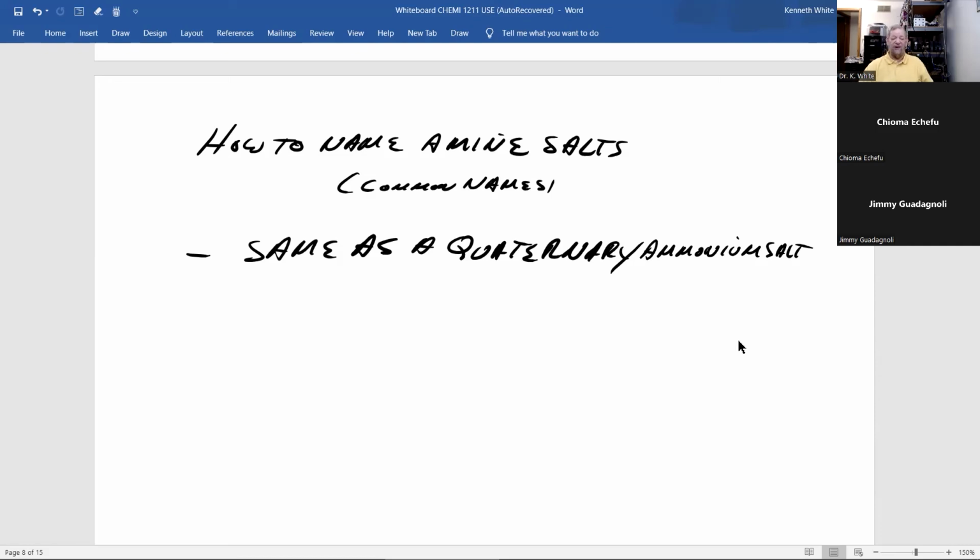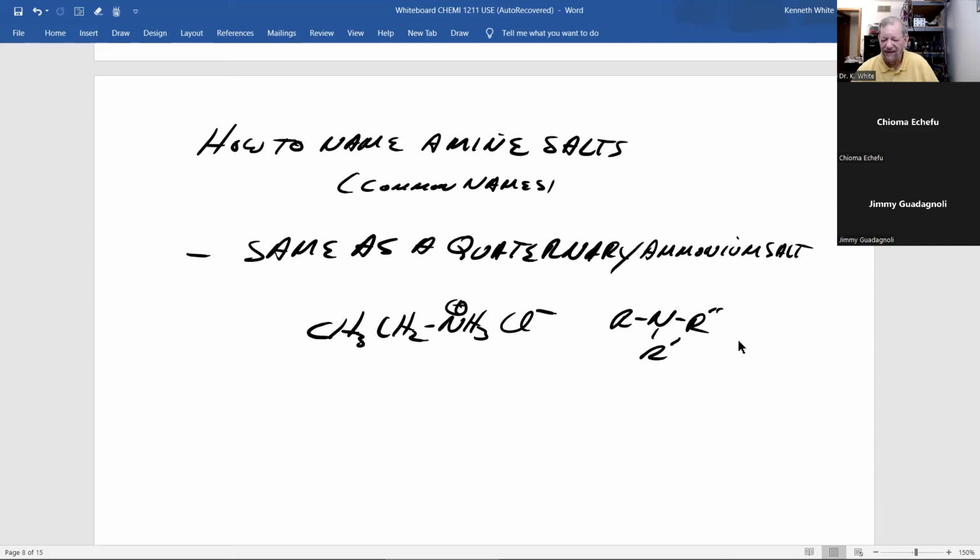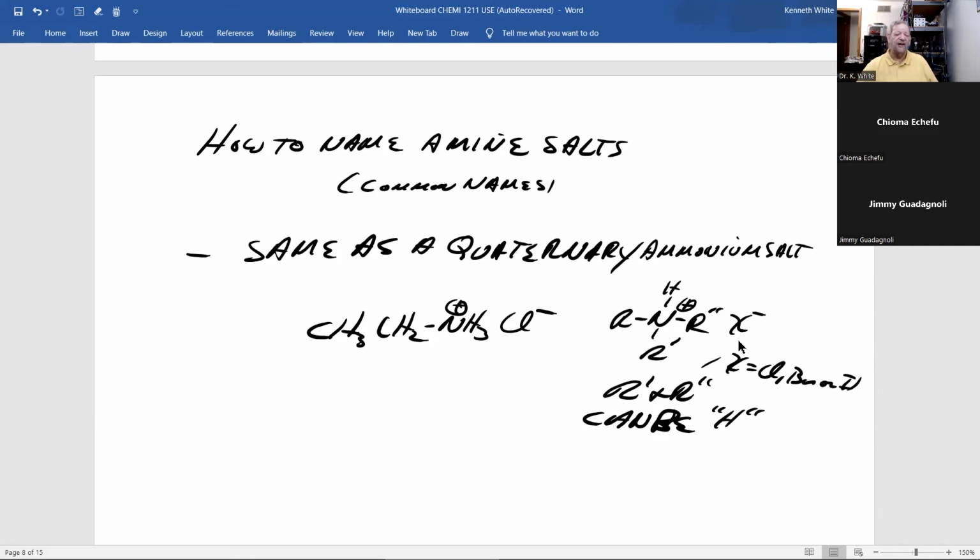Same as a quaternary ammonium salt, but instead of 4 R groups, you have 3 or less. So if we were to do this, here we have our group. And for an amine salt, our prime and our double prime can be hydrogen, and they are. And X, as you know, is chlorine, bromine, or iodine. So it's ethyl. And then for quaternary ammonium salts, you'd add ammonium. And this is chloride.